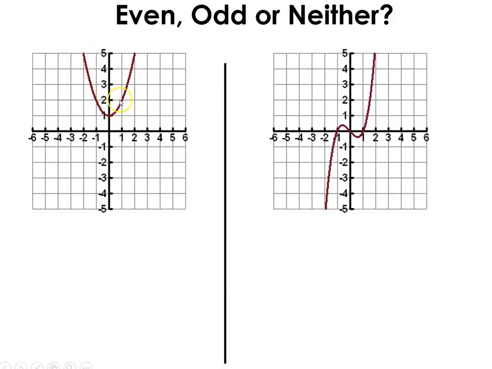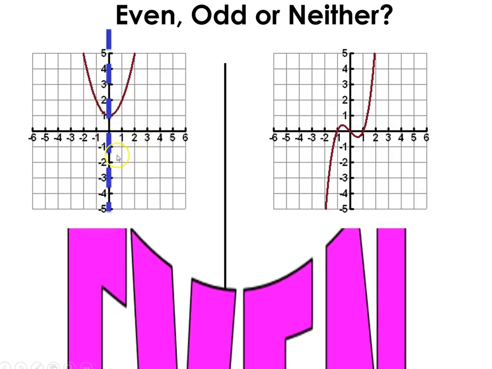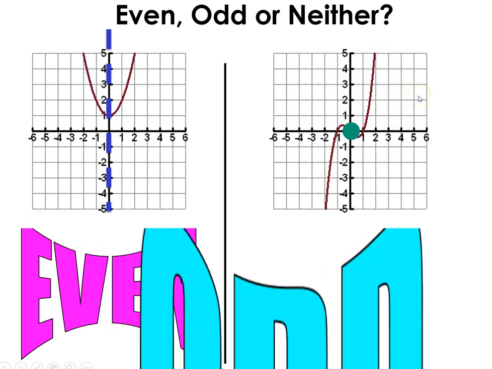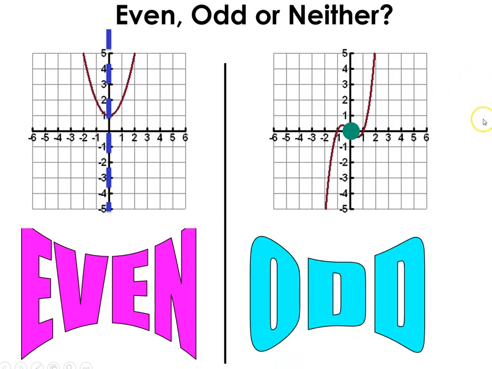All right, looking at the graph, I want to ask myself if I can reflect this over the y-axis, or can I rotate it 180 degrees? And what I can do on this one is reflect over the y-axis. That makes this first example even. On this one, I can definitely tell it's not an even function because I cannot reflect over the y-axis. Oh, I might have said x-axis on the last one. I hope I didn't. But I could rotate this 180 degrees. Since it's going through the origin, I can rotate this function 180 degrees. It will land on itself, which means that this function is odd.